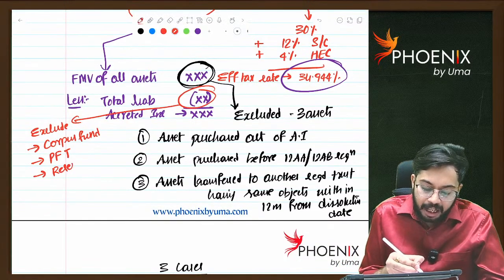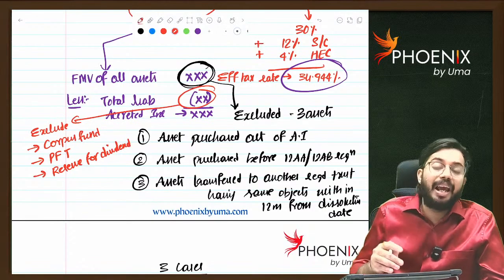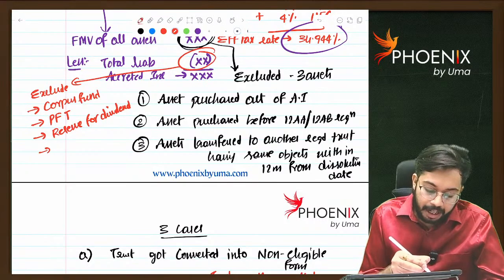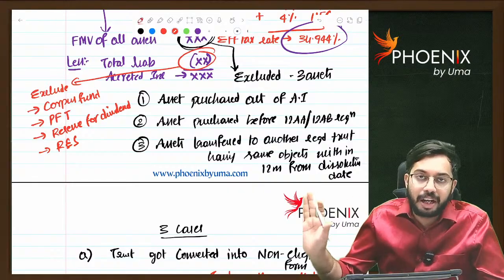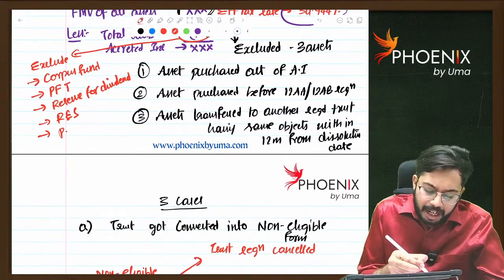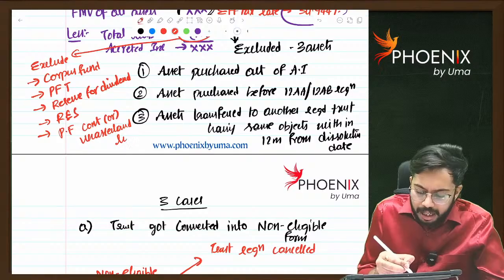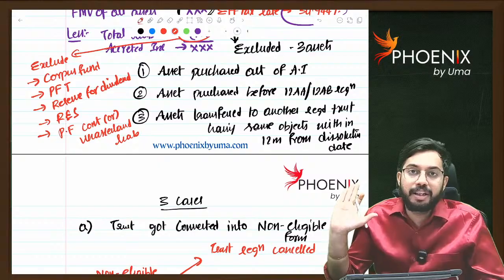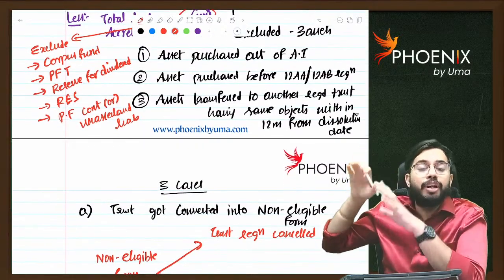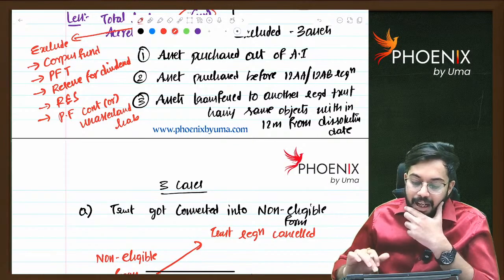Next, if any reserve is there for dividend, that reserve for dividend is also not a liability for calculation of accreted income, and reserves and surplus are to be excluded. Reserves and surplus is also not a liability. Next, provision for contingent or unascertained liability, that is also not a liability for the purpose of calculation of total liabilities. Are you able to understand? So all these items you should exclude while calculating liabilities.